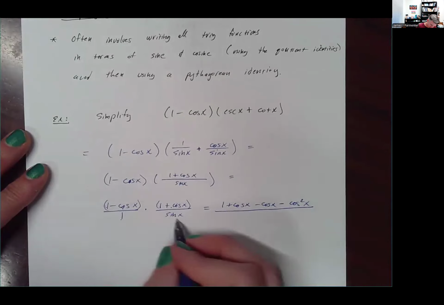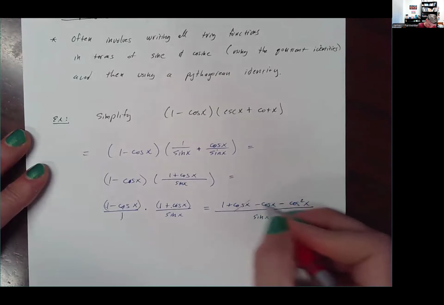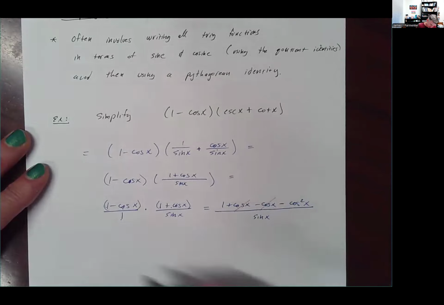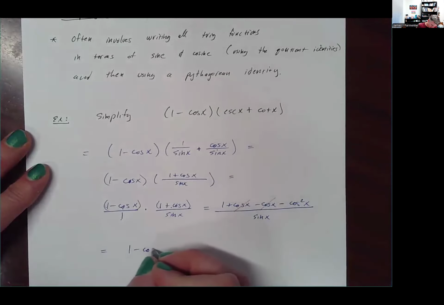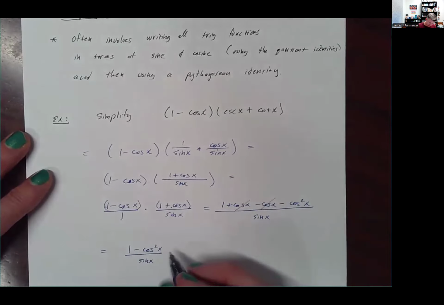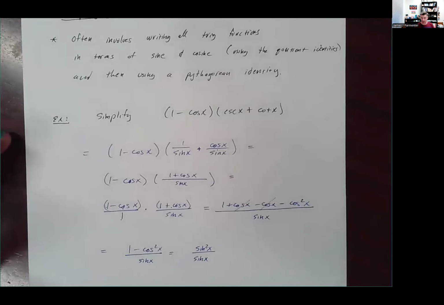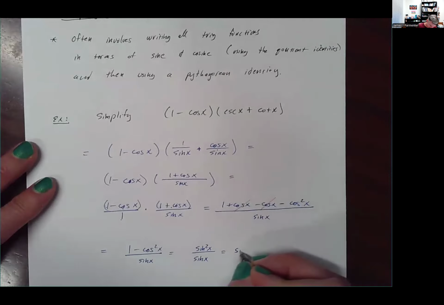All divided by 1 times sine of x, which is sine. And look, the middle terms, the cosine x and the negative cosine x cancel out. So we get 1 minus cosine squared x all over sine of x. But then, there's a trig identity. 1 minus cosine squared x is equal to sine squared x. The sine squared divided by sine is just sine. And that's our simplified answer.